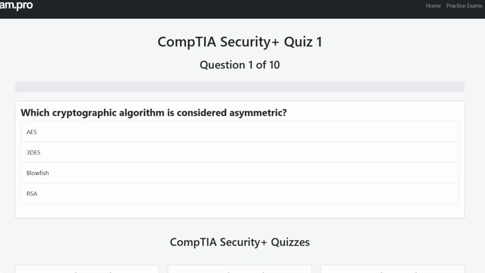All right, question 1. Which cryptographic algorithm is considered asymmetric? AES, 3DES, Blowfish, or RSA?